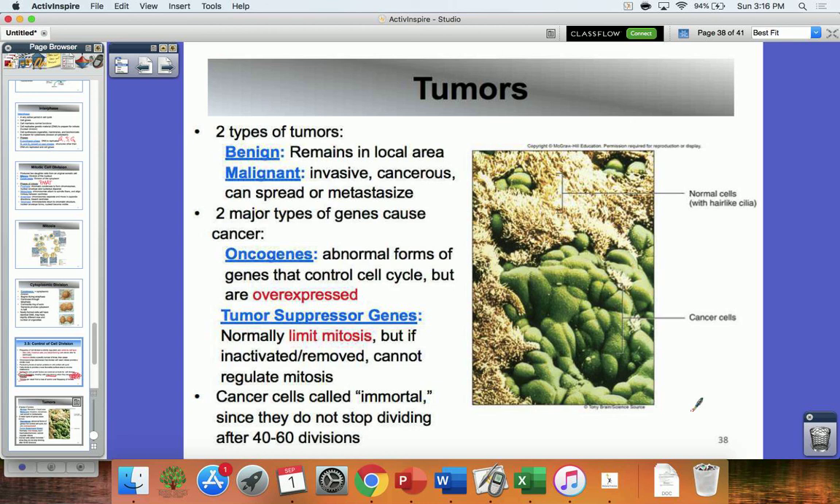And then we have tumor suppressor genes. Now, suppressor genes mean that it's going to slow down or hold back to suppress something. But if we're talking about tumor suppressor genes, that's what it's supposed to do. But if there's some type of issue with that gene, it becomes removed, inactivated. If there's some type of mutation, then we don't have a tumor suppressor gene that's functioning properly and could cause cancers or tumors.